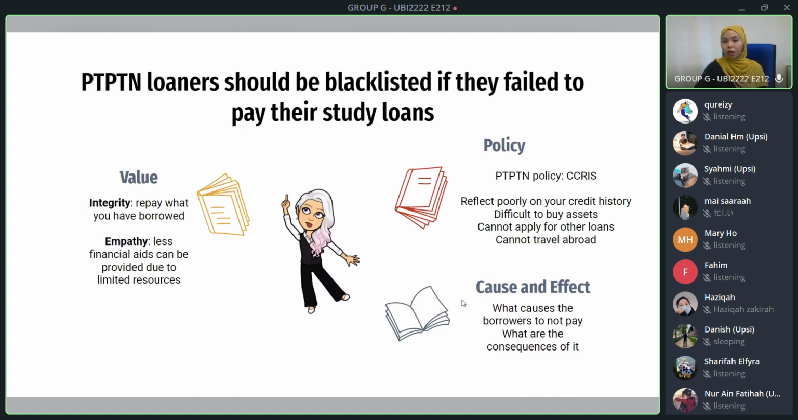Okay, but the idea is PTPTN loaners should be blacklisted by the banks if they fail to pay their study loans. Let's say I agree with this notion. I agree with the motion and I say, but I don't know which aspect should I go into. Let's say I want to emotionally appeal to my readers, so I go for value. It is of high integrity for you to repay what you have borrowed because it is not something that is forced on you. You choose this, you apply for this, so you need to be responsible for it, right? Maybe that is the first value that you want to talk about.